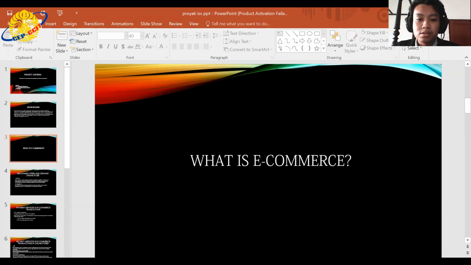So, what is e-commerce? E-commerce is buying and selling of goods or services via the internet and the transfer of money and data to complete the sales. It's also known as electronic commerce or internet commerce.